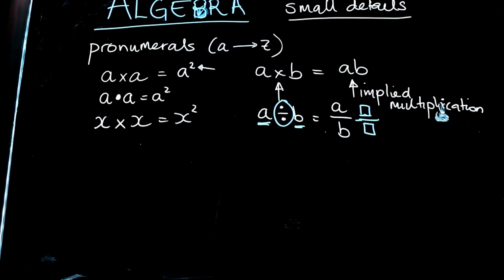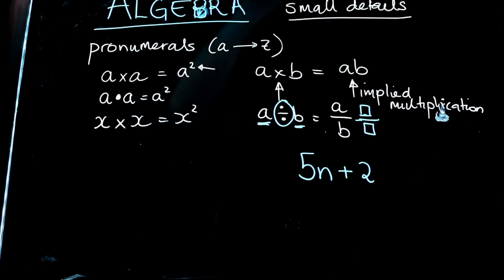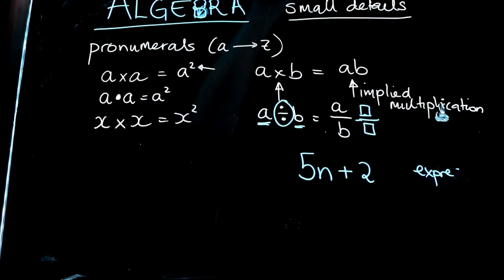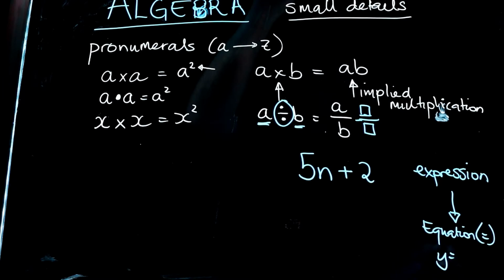So there's a couple more things that we need to look at, and I might write something out here, and this is an algebraic expression. And these are the small details, guys. Because it hasn't got an equal sign, there's no equal sign. We could write the same thing out again, and I might do that over here when we have an equation. We've got an equal sign. So we might call this y equals 5n plus 2.